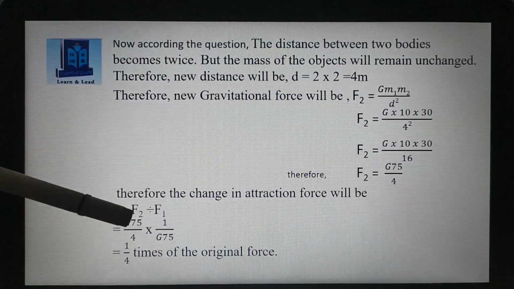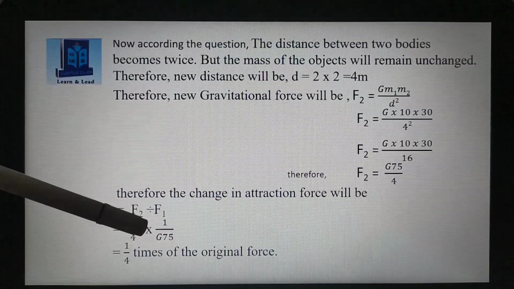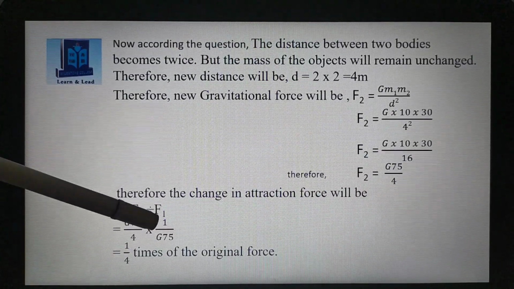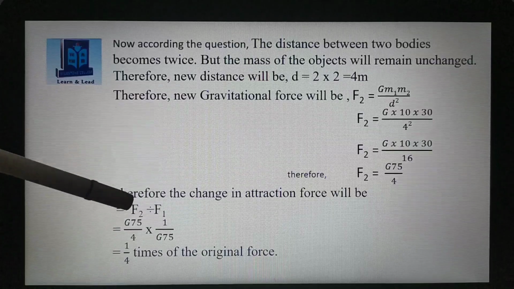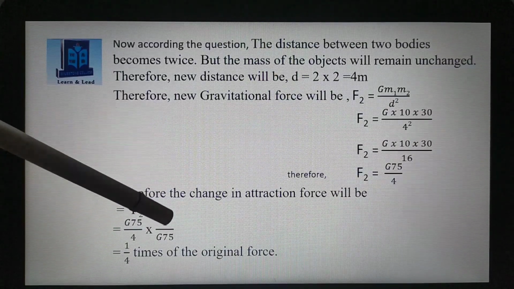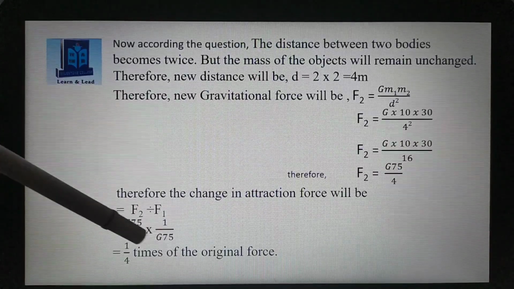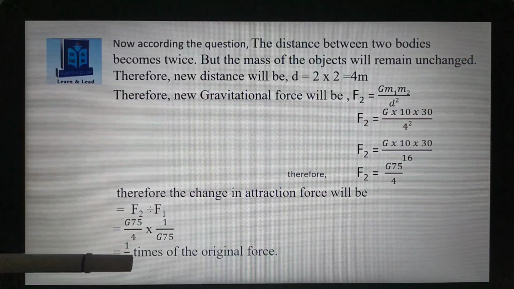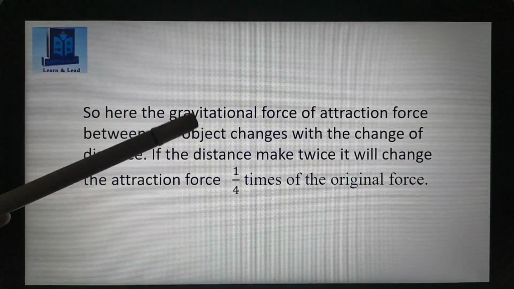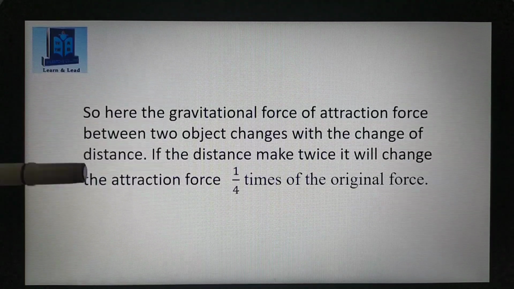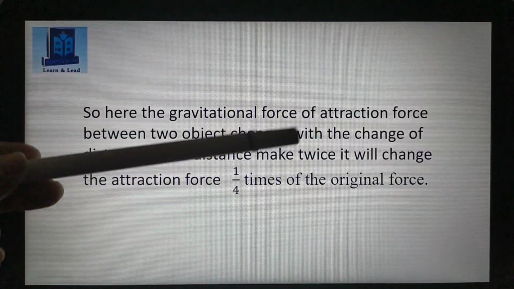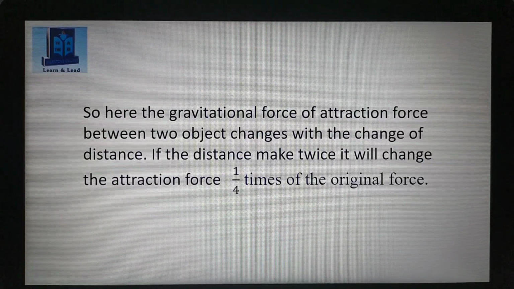Now, what will the attraction force be? There will be a change. How will we determine the change? We will divide the changed force by the original force. In these cases, by cancelling everything, we get 1/4 times the original force. So the gravitational force of attraction between two bodies changes with the change of distance, and if the distance becomes twice, the attraction force becomes 1/4 times the original force. I hope all is clear to all of you.